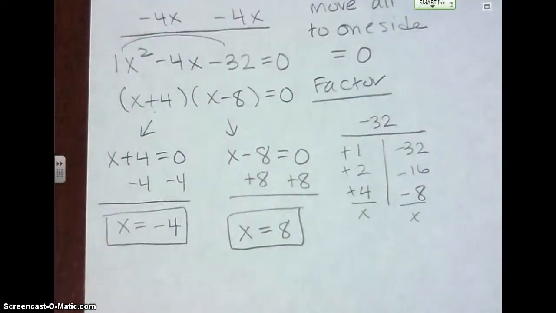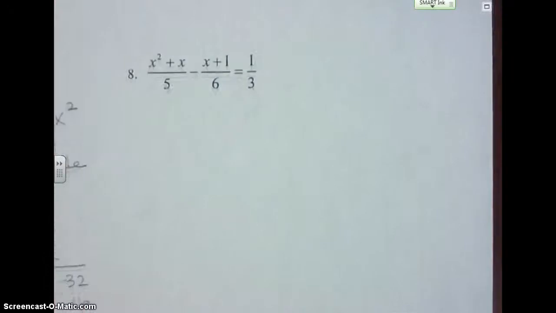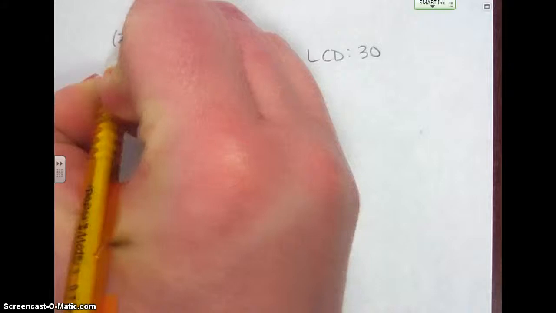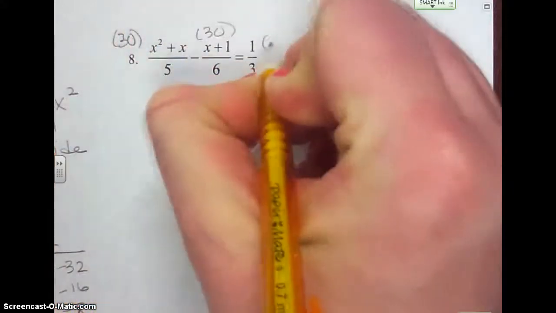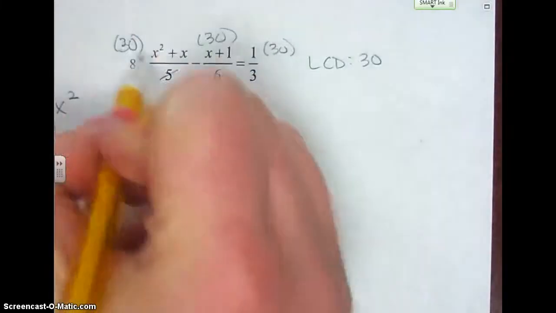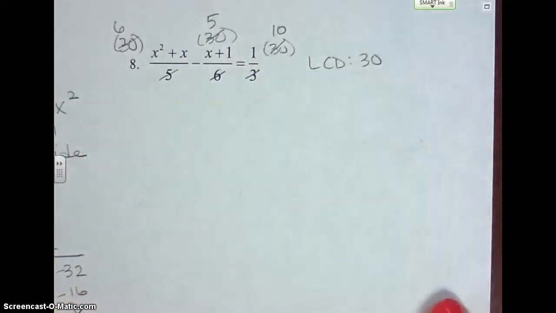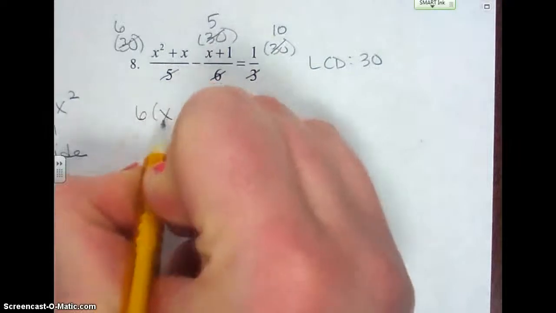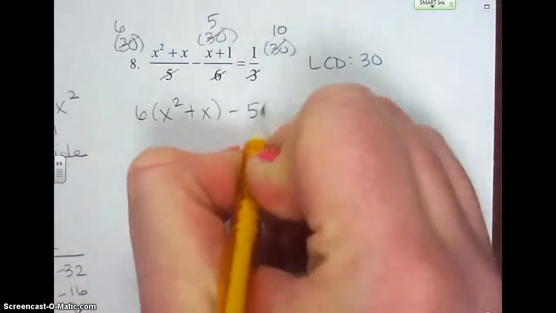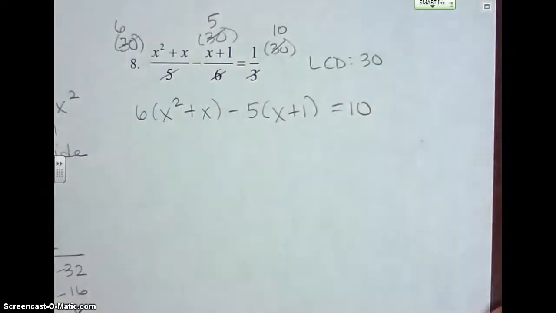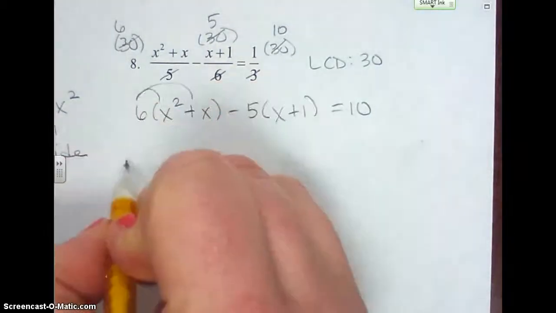Any questions on number 7? Okay, so I want you guys to go ahead and start number 8. Most of you are off to a great start with the 30 as the LCD. Make sure you wrote that negative 5 here, not a positive 5. And then make sure you distributed that negative 5 carefully.